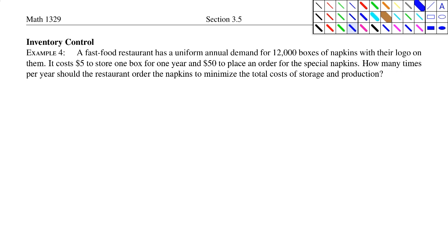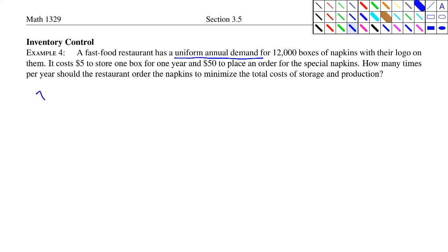Example number 4. A fast food restaurant has a uniform annual demand. Go ahead and underline uniform annual demand because that's going to be important. Of 12,000 boxes of napkins with their logo on them. It costs $5 to store one box for 1 year and $50 to place an order for the special napkins. How many times per year should the restaurant order the napkins to minimize the total cost of storage and production?